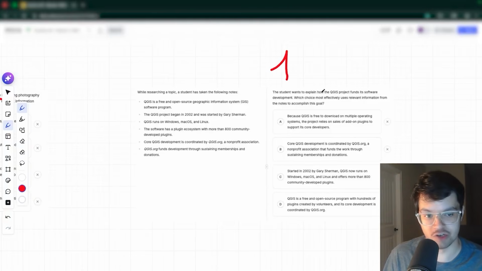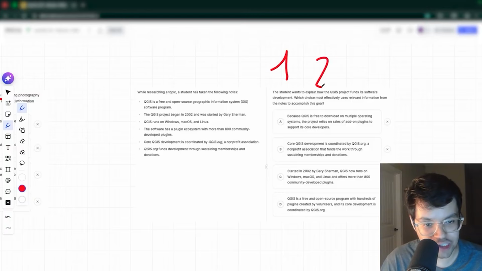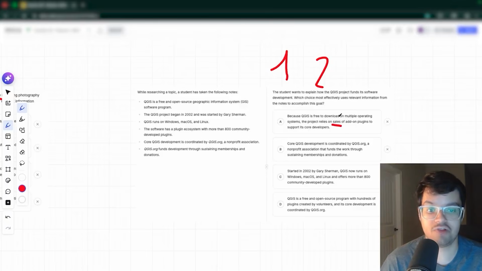It's probably going to be something in terms of how they're getting money from people. Maybe they provide some service and they get money from it. Maybe they get some kind of loan out. I don't know. So something in terms of how they're getting money. Then we look at the choices. A, because QGIS is free to download on multiple operating systems, the project relies on sales of add-on plugins to support its core developers. Okay, so this actually does look fairly strong, like sales of add-on plugins. So that's essentially saying how they might be getting stuff for the core developers, like sales that gives us money, etc. So that could definitely work.